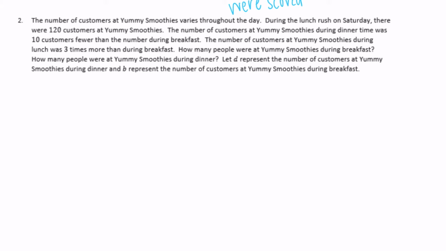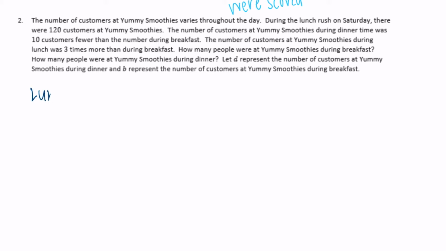So try not to be overwhelmed by how many words are in the question, in the paragraph itself. So let's start with the first sentence. The number of customers at Yummy Smoothies varies throughout the day. Okay, so we know there's not the same amount of people throughout the day. That sentence doesn't really give us any information. So move on to the next one. During the lunch rush on Saturday, there were 120 customers at Yummy Smoothies. Okay, that's helpful. So we know during lunch, so I'm going to make a lunch diagram.